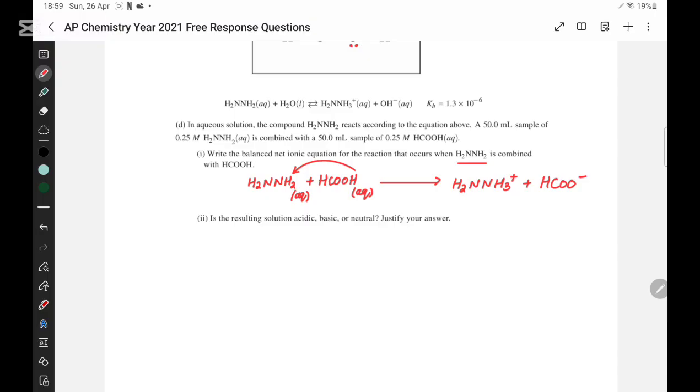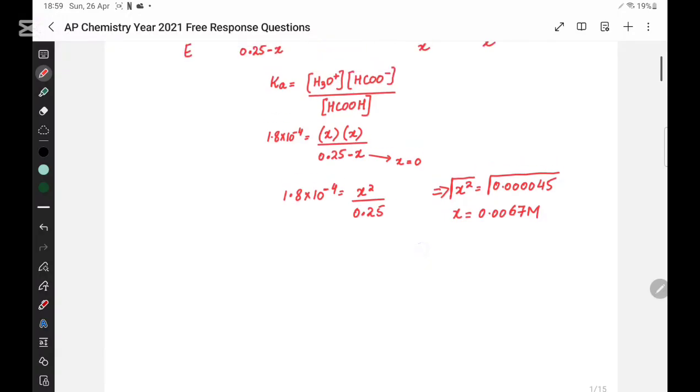Is the solution acidic, basic or neutral? Justify your answer. So we have two values, one for Ka and the other for Kb. If you see the value of Kb, it is 1.3 times 10 to the power minus 6. So Kb is 1.3 times 10 to the power minus 6, and how much is the acid dissociation constant there?